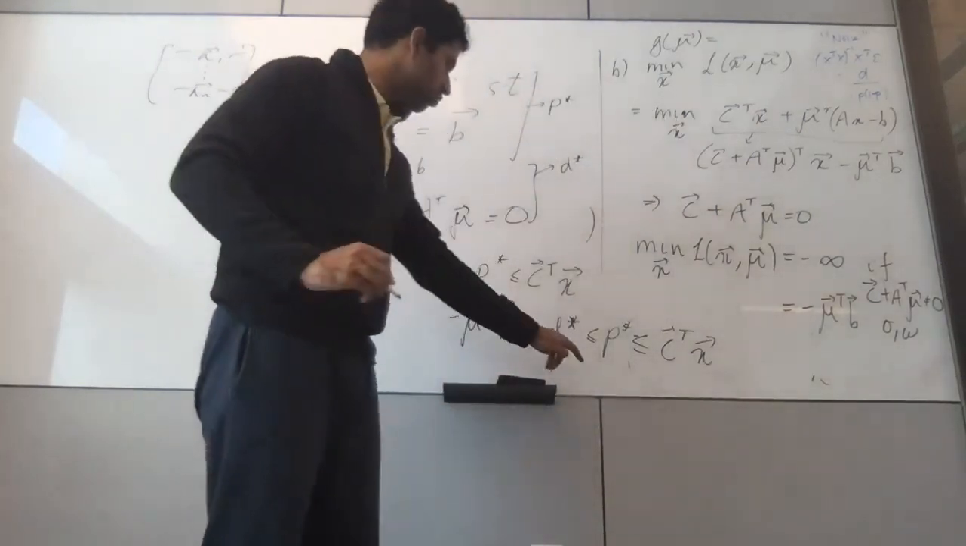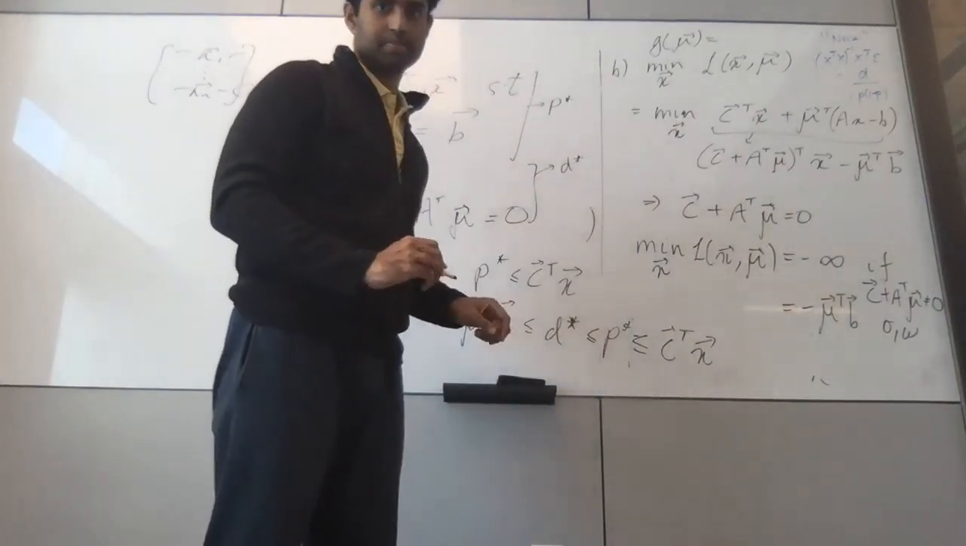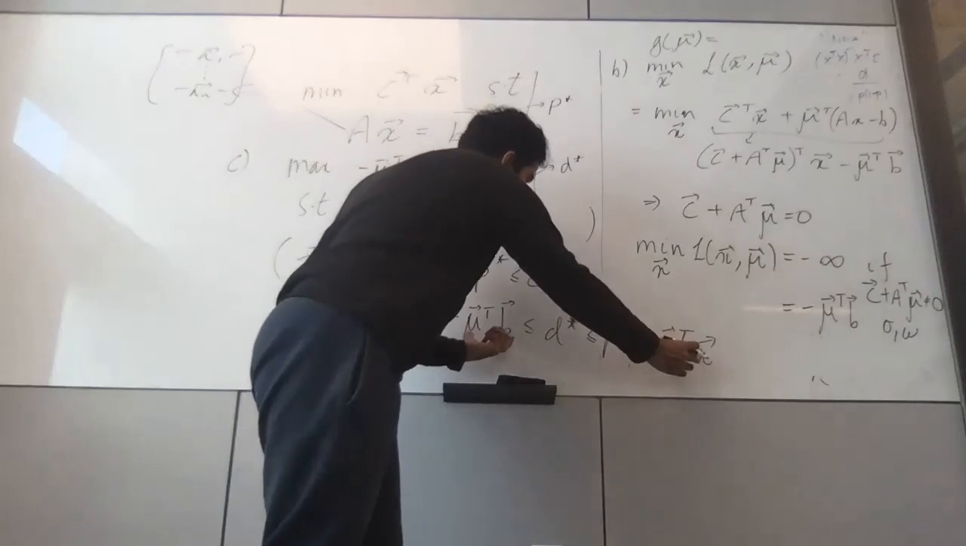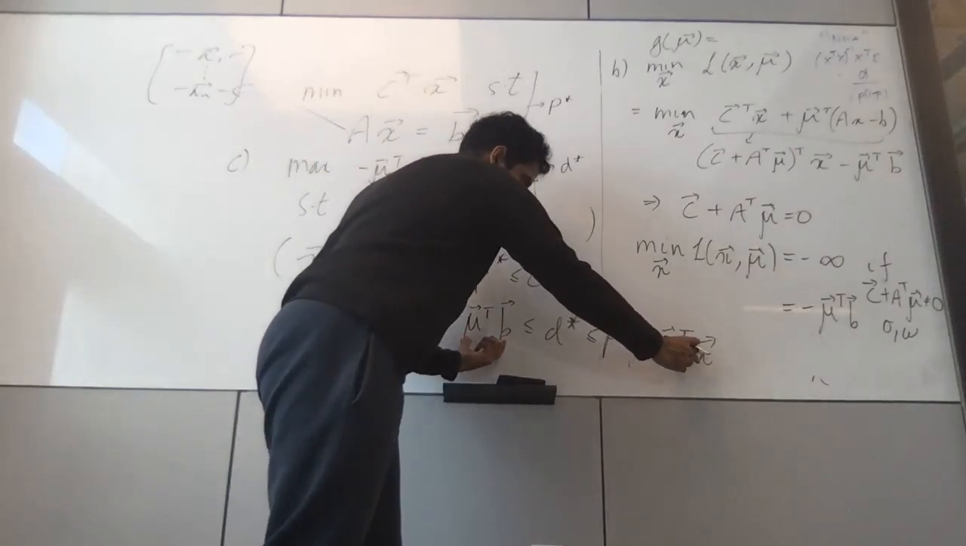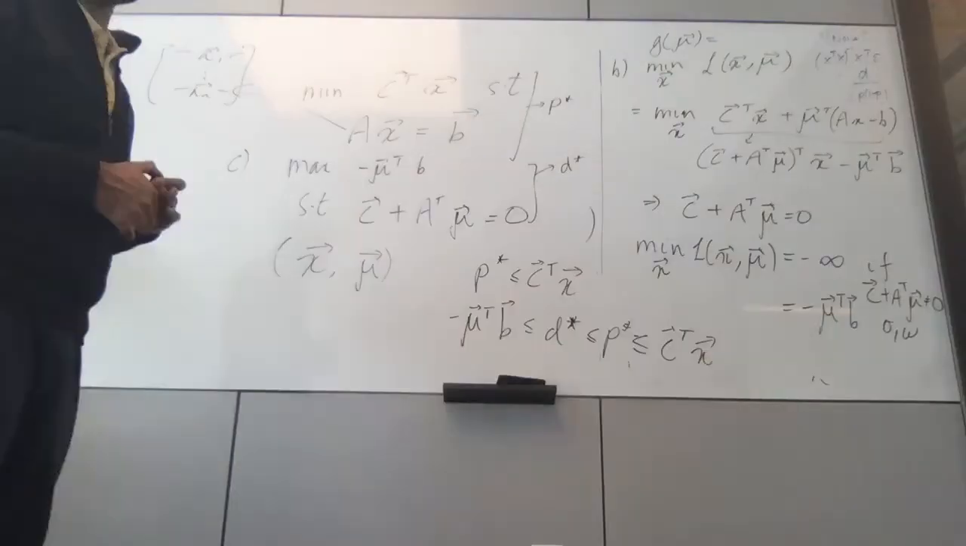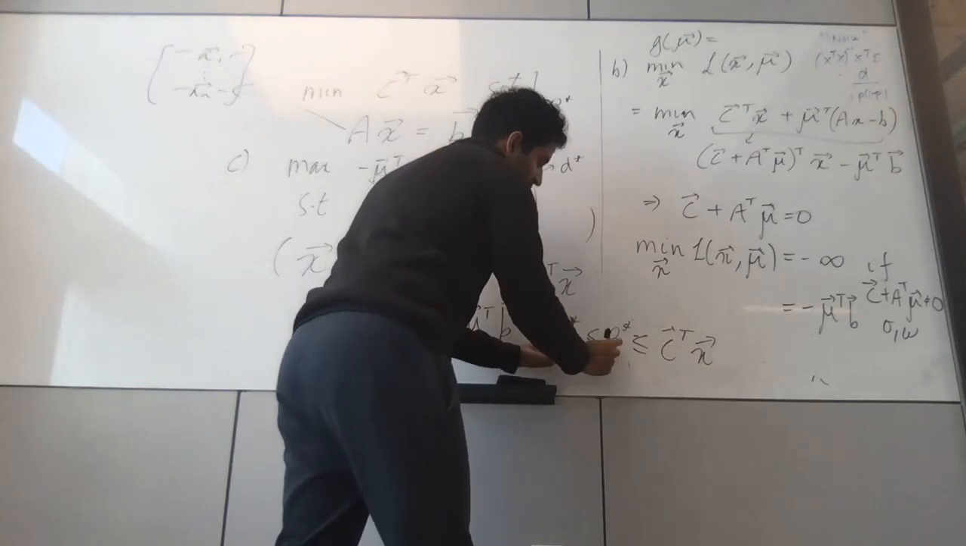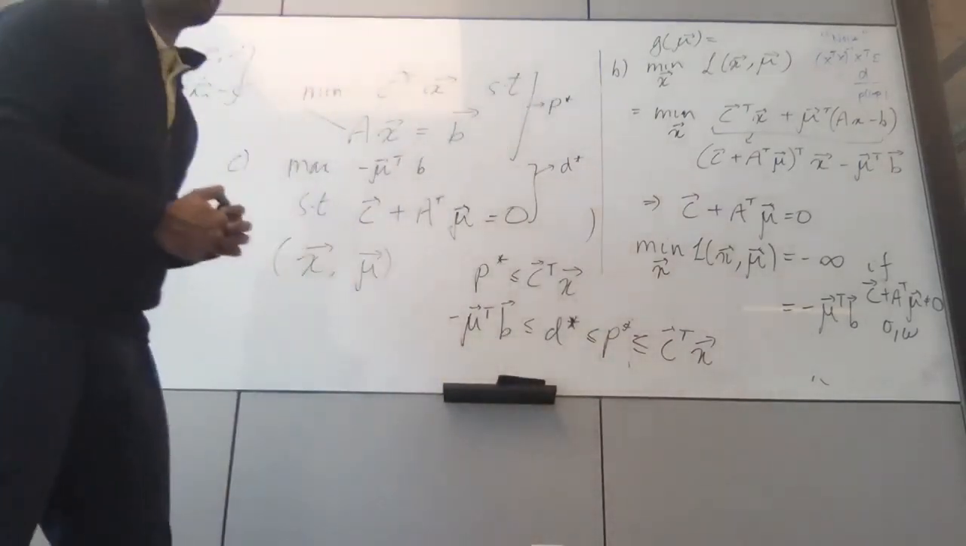The thing is, you don't know what D star and P star are. But you have some mu and some X such that these two values are close. Oh, so you want to shrink the distance between the values so that the distance between D star and P star also shrinks, right? Yeah. So if the distance between these two is small, then the distance between D star and P star is also small. So how do you go about solving that?